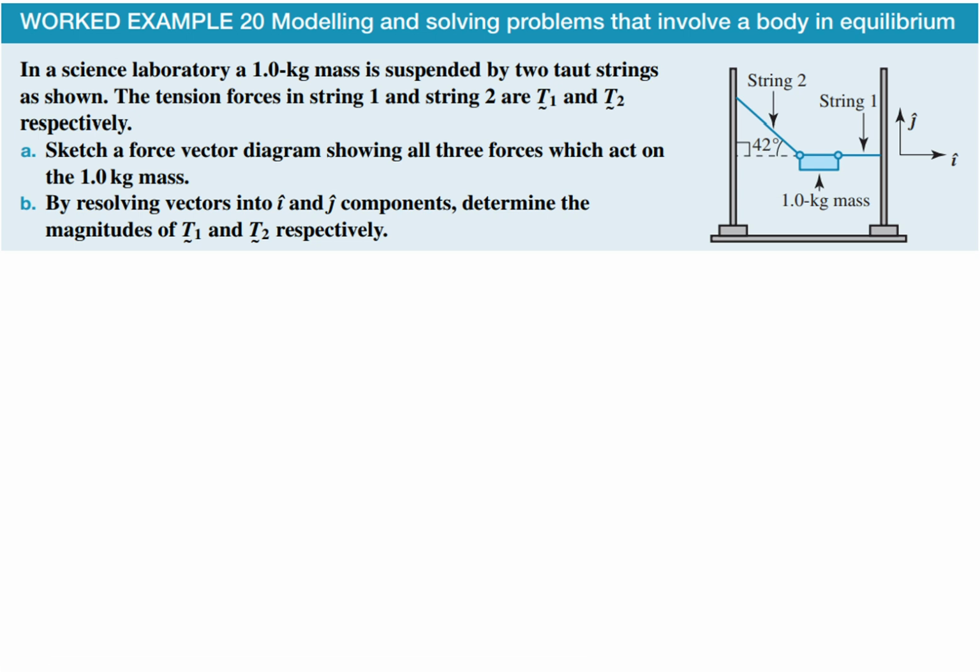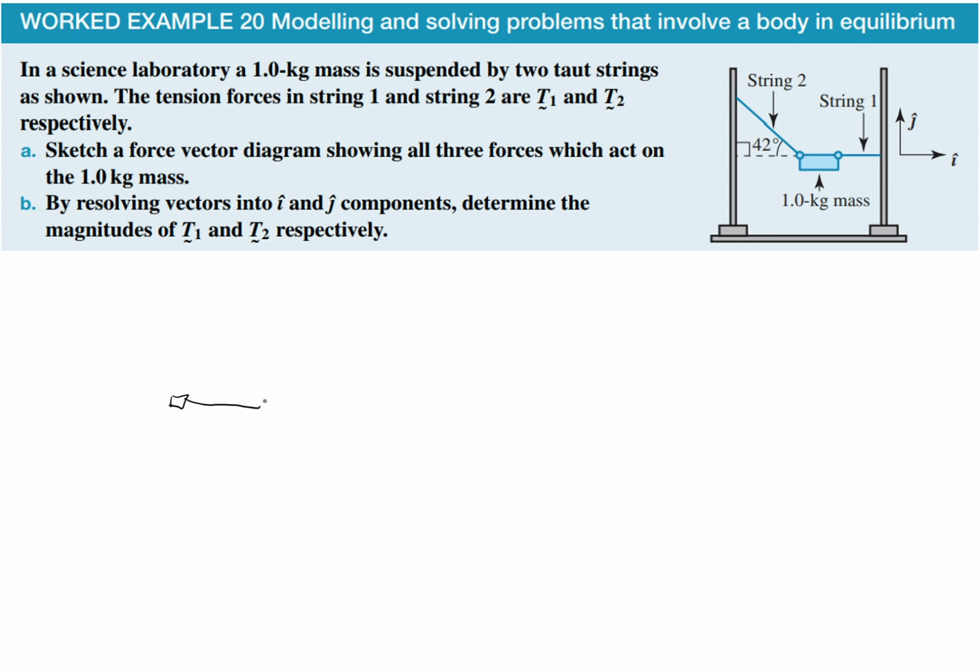In this example, we have a mass of 1 kg suspended by 2 taut strings, as shown in the diagram. We've got tension for each of the strings, and we also have weight as our 3 forces acting on the object. So our force diagram looks very much similar to the diagram above.